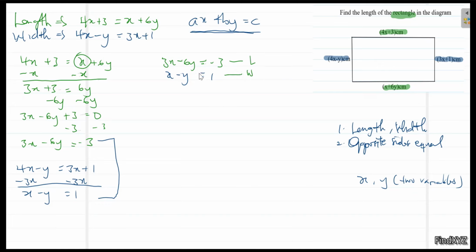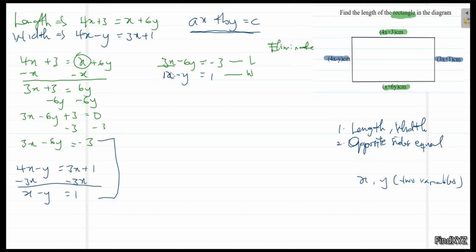Alright, when solving simultaneous equations, there are so many methods that you can use. You can use the elimination method, you can use the substitution method, and you can also use the graphical method. So I want to use the elimination method. I want to eliminate one of the variables. Now to eliminate, the coefficients of the variables that you are eliminating must be the same. So let's assume that I want to eliminate x. The coefficient of x is 3 and the coefficient of x is 1.